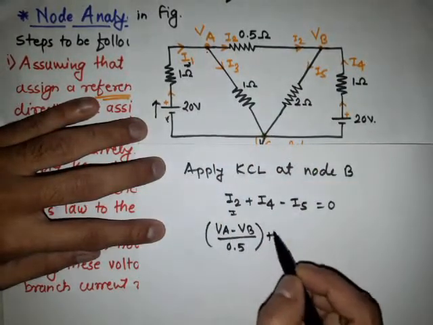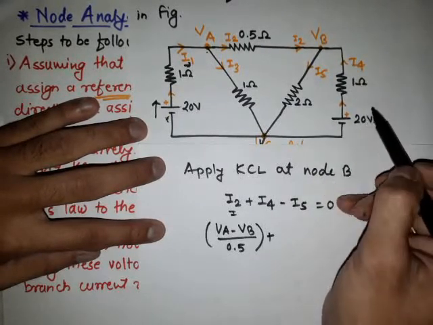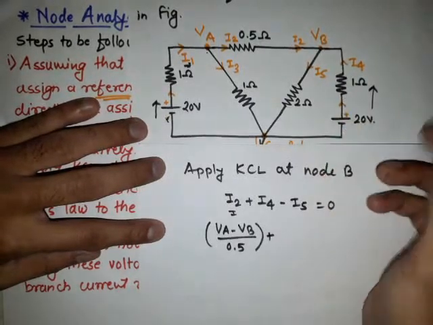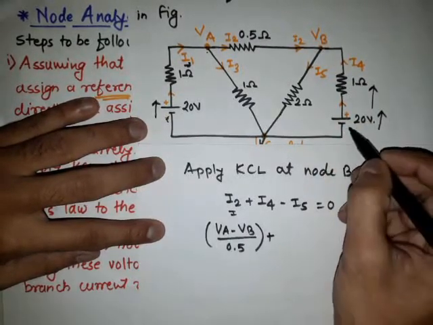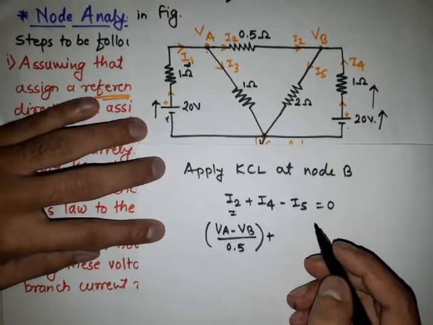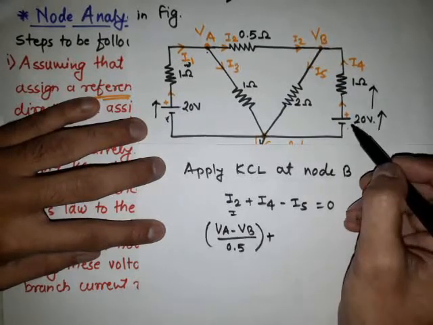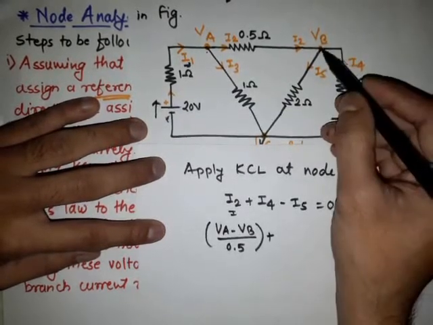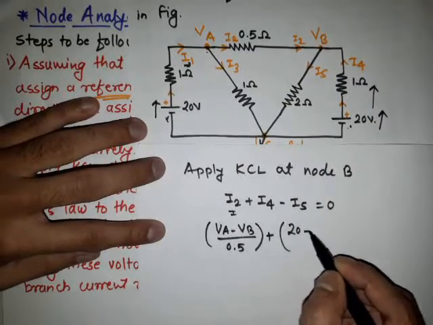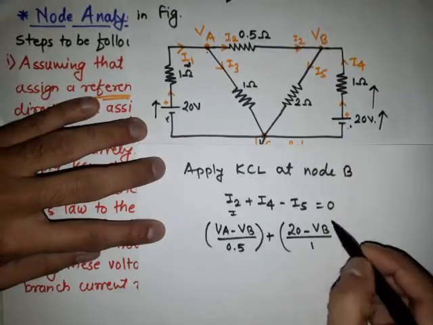Then the equation for I4: the I4 current is flowing in that direction, that means from the 20 volt source to VB. Through the 20 volt source the current flows from minus to plus, therefore it is a rise in voltage, and we consider it as higher potential, or positive. So the initial voltage is 20 volt and the final voltage is VB. So it is 20 minus VB divided by the resistance of 1 ohm.